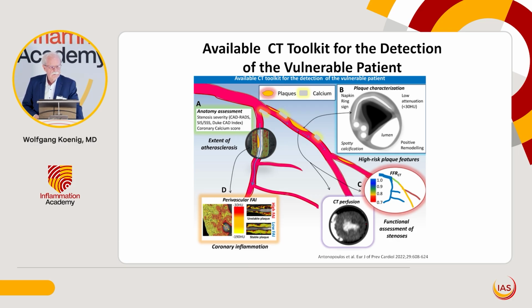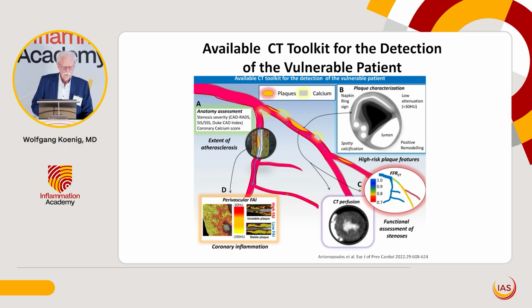CTA today can nicely demonstrate non-invasively the anatomy, the coronary anatomy, severity of stenosis, etc., coronary calcium. You can also nicely detect various plaque characteristics. For example, the napkin ring, the low attenuation, very important, a very high risk plaque, spotty calcification, and also the positive remodeling. These are important criteria that enable a more precise identification of the so-called vulnerable patient. In addition, functional assessment of stenosis can be done, fractional flow reserve CT can be measured.